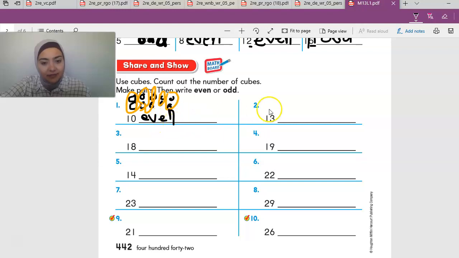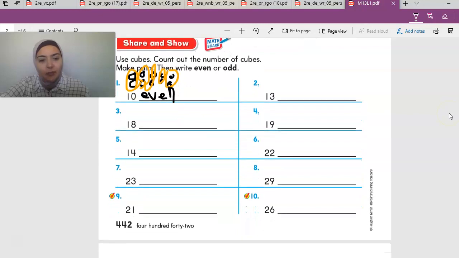So simply all you're doing here is writing even or odd. So if you apply the trick that I taught you just a second ago, if you look at the number in the ones place, the 3, is 3 an even or odd number? 3 is an odd number. So then 13 is odd. Okay. All right. Same thing here. 18. Is 8 even or odd? 8 is an even number, so 18 is even.